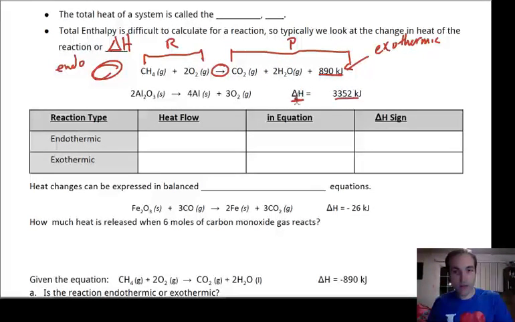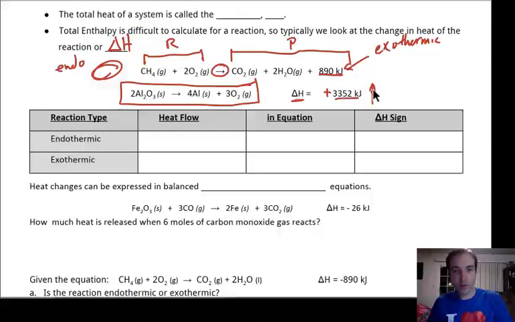So in this case, notice the change in enthalpy is a positive value. Okay, and so what that means is that the heat of this system, the heat of this reaction, is going up, which means that the heat has to be absorbed, right? So if we were to add this delta H, or this change in enthalpy, into the reaction, we would put it on the left side because heat is being absorbed.